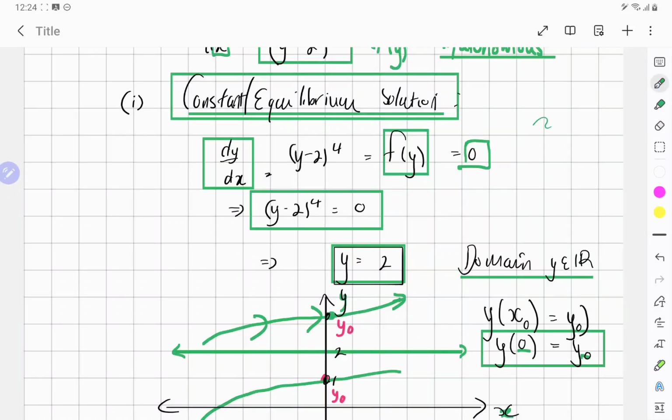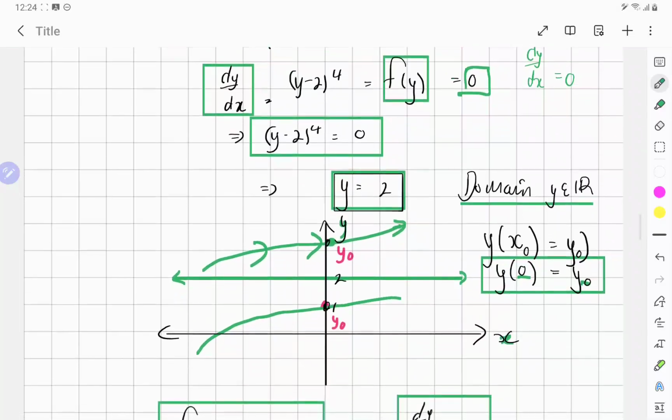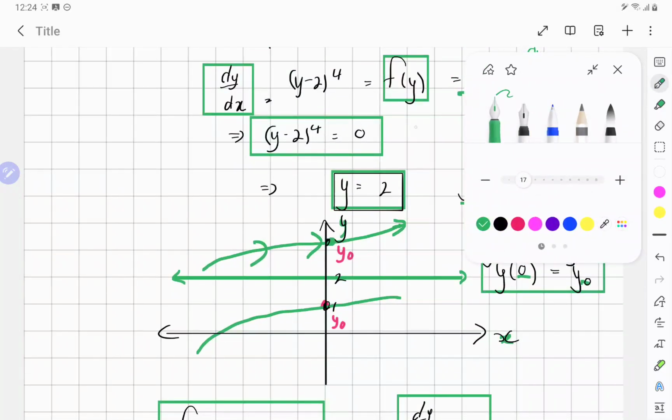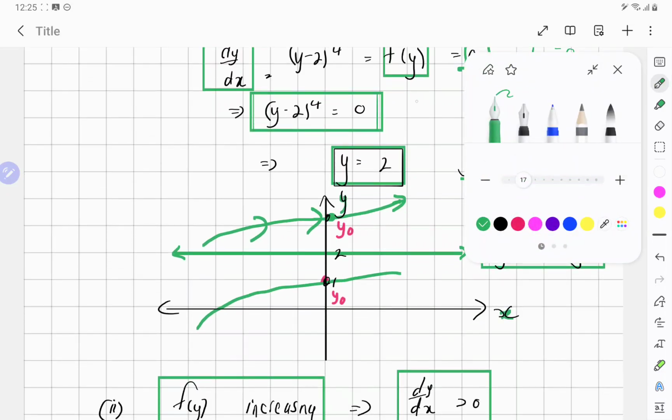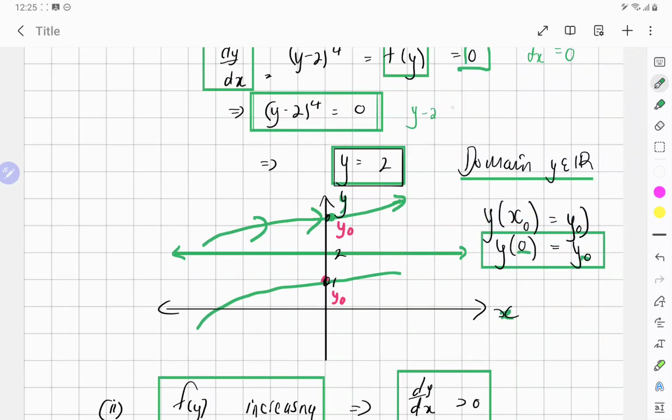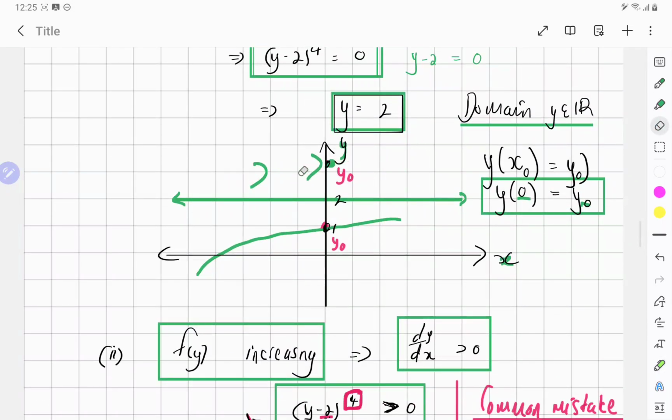Constant solution is always where our derivative is 0. So in other words, where our function (y minus 2) to the 4 is 0. And from school, you know that we can take the fourth root of both sides. So y is 2. That is our equilibrium solution.